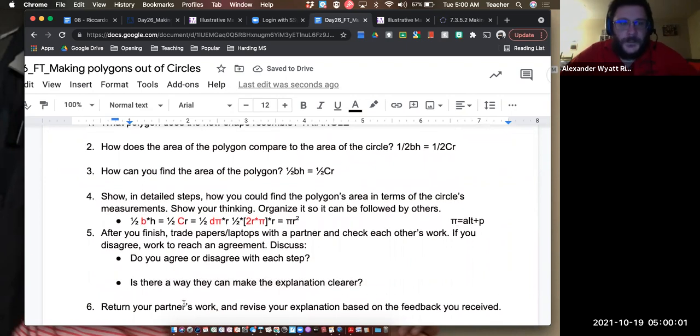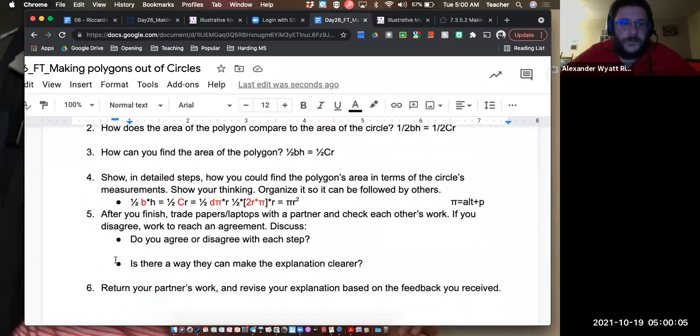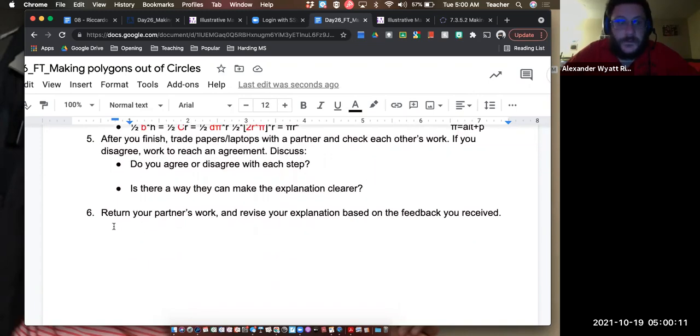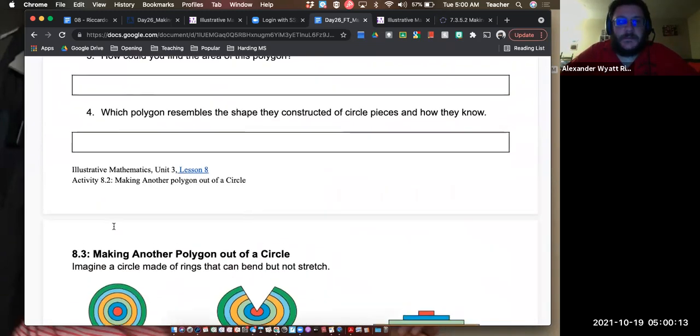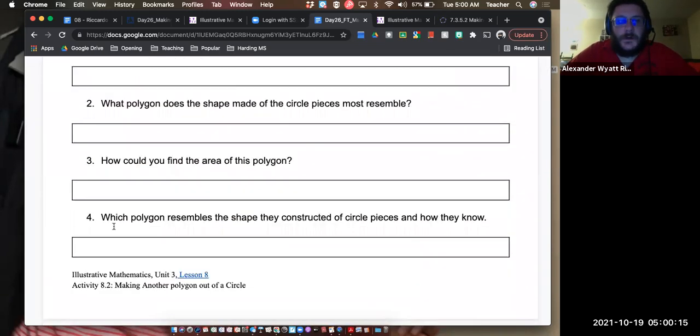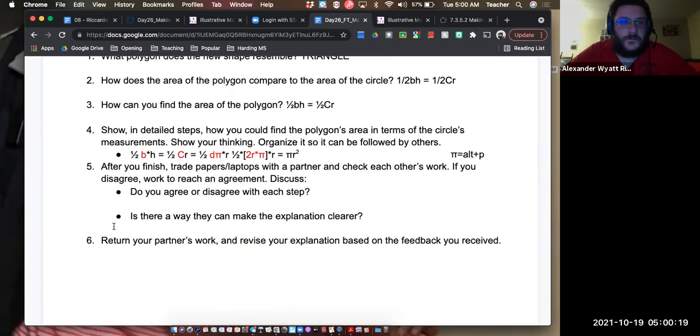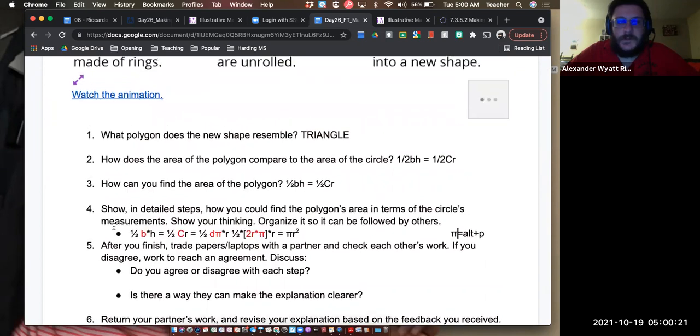After you read, you're going to take a look at everybody's work. So this part is done, right? After you get done with 4, pretty much that's all you can do, and that is the activity. It's real simple. Which represents the shape they constructed? Showing details of how you can find the areas.